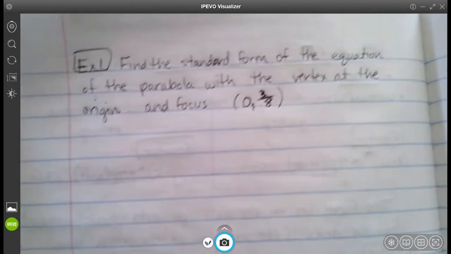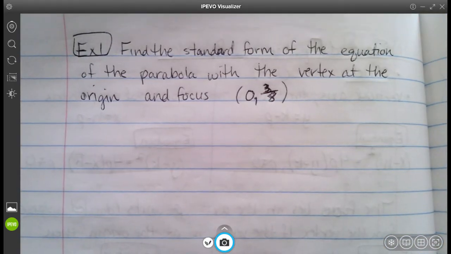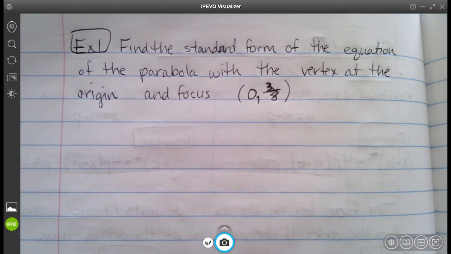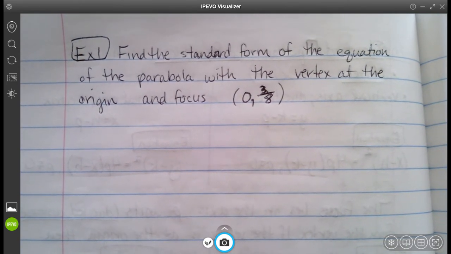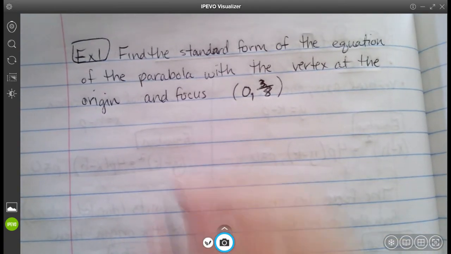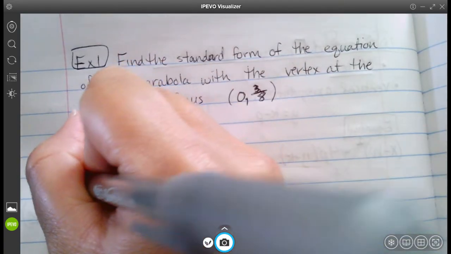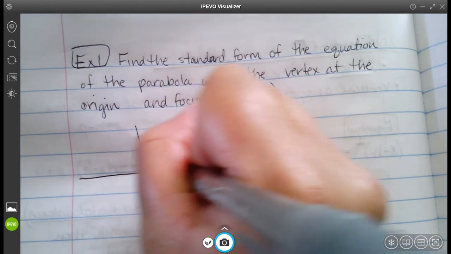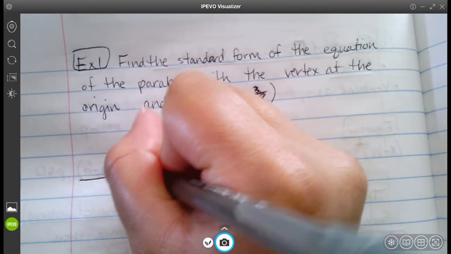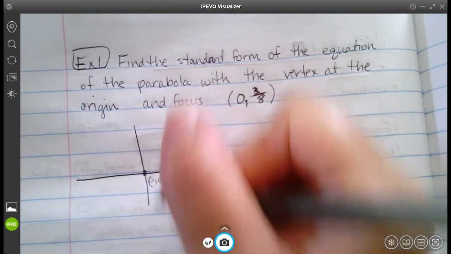We have example number 1. It says find the standard form of the equation of the parabola with the vertex at the origin and the focus at 0, 3/8. So first of all, I'm going to sketch it just to give me an idea of what I need to find. So I know that my vertex is at 0, 0. So this point is 0, 0.